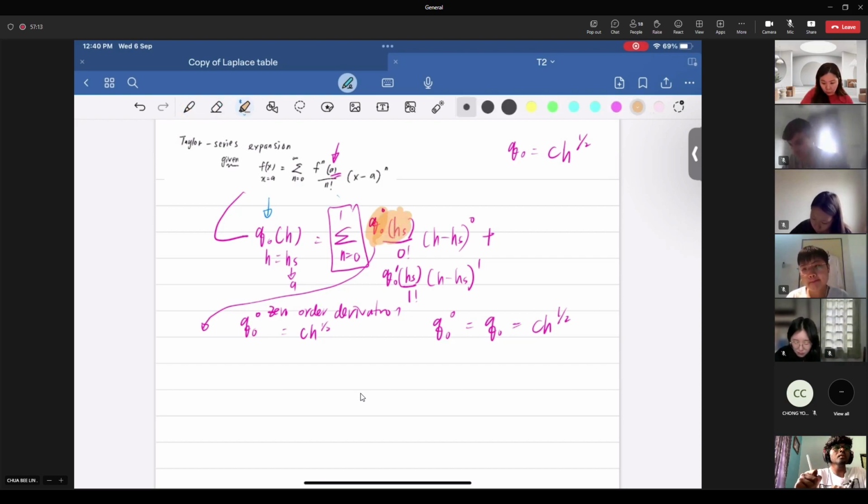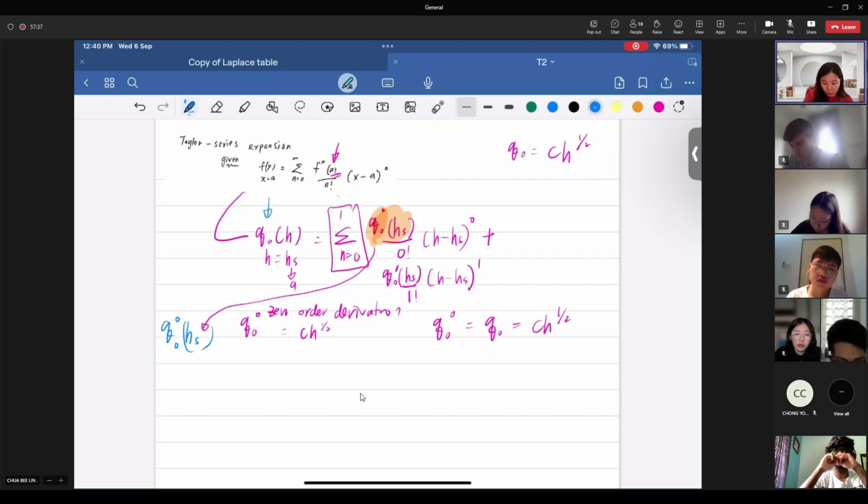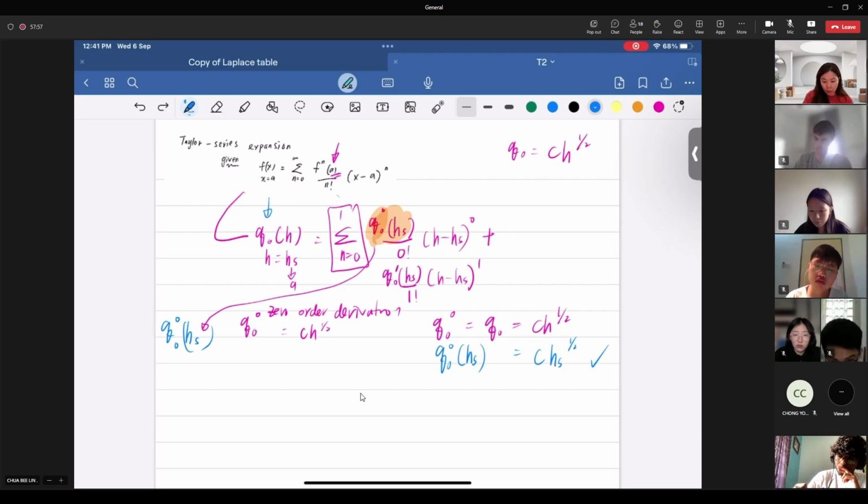So this one, the whole thing grouped together, you're actually solving Q naught 0 order derivative, then sub the H as HS. So now proceed. So the answer will be equivalent to Q naught 0 order derivative HS is CHS to the 1 over the 2. So this is 0 order derivative, means exactly the same. So you can put here Q naught. So your Q naught equals CH to the 1 over the 2.